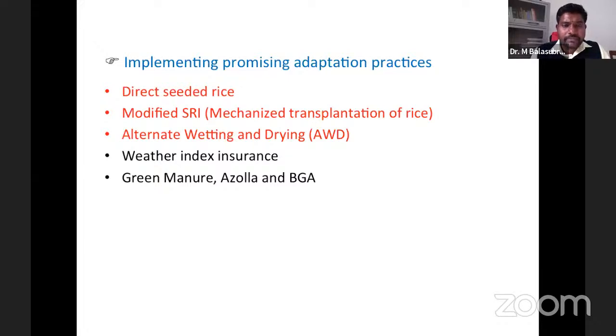Then the alternate wetting and drying method. The other adaptation practices they went through were the application of green manures, and those who had weather index insurance, but these two parameters were not taken. For our study, we have only these three, and we look at how these three are influencing. The target variable is the yield level of the farmer, so basically we focus on rice. The rice yield is taken as our objective, an increase in the yield level of rice.